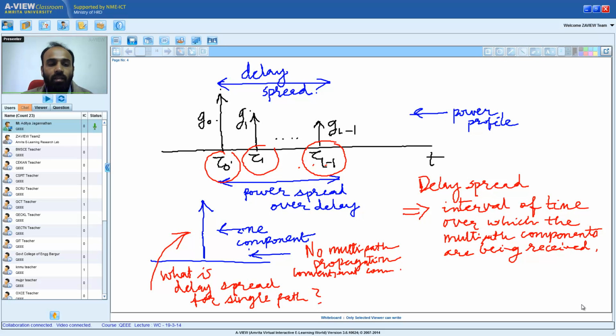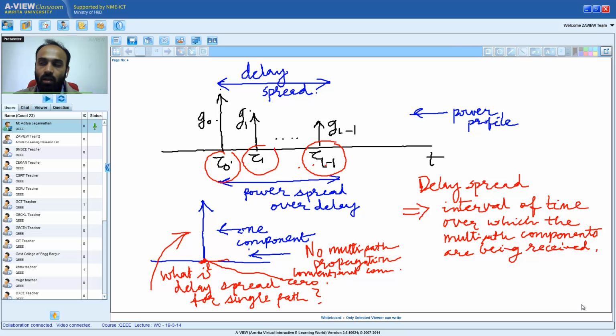Yeah, when you have a single path, the delay spread is 0, because there is only a single component arriving at one instant of time, right? So there is no spread, and therefore the length of the interval is 0. We are not saying that the time of arrival is 0. What we are saying is that there is only one path component, and therefore the interval associated with it is 0, because all the energy is arriving at a single instant of time. I hope that part is clear.